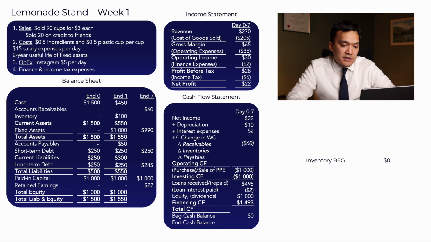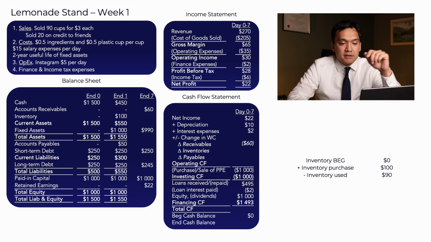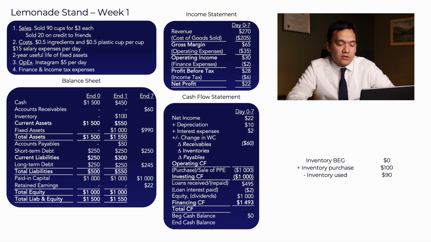Let's have a look at inventories. We had $0 at the beginning of the period, plus inventory purchase of $100, minus inventory used of $90. These are 90 cups, so we had $1 per cup, so we used $90 worth of inventories during week 1. So our ending inventory balance is $10.